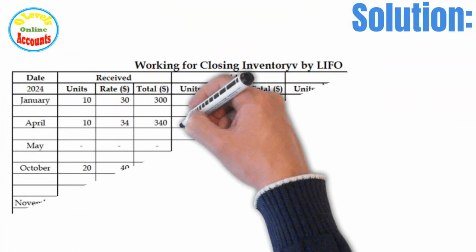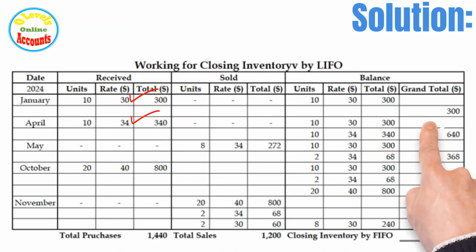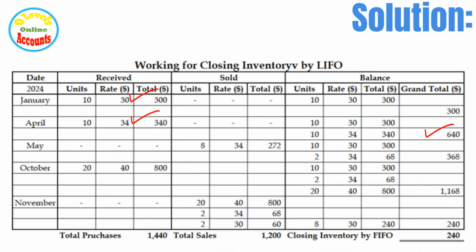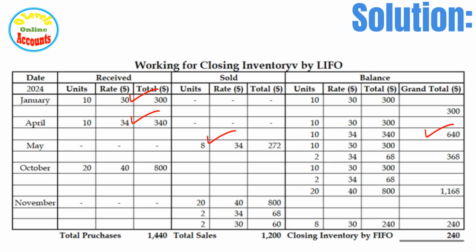In the solution, we observe that the January and April entries are recorded in the purchase columns, and the total inventory is shown as $640 at the end of April. In May, we sold 8 units, but from the last lot that was purchased in April, due to the LIFO system. The same practice is followed with the November sale units. First we release the last 2 lots from the warehouse due to LIFO. This whole working shows the total units purchased, sold and closing inventory in hand at the end of the year.